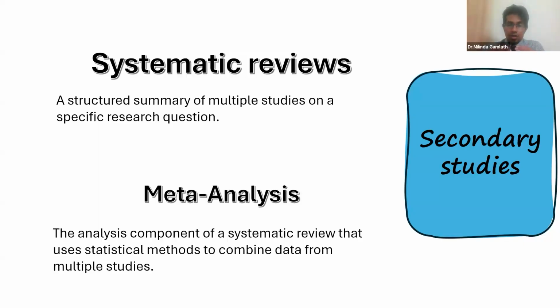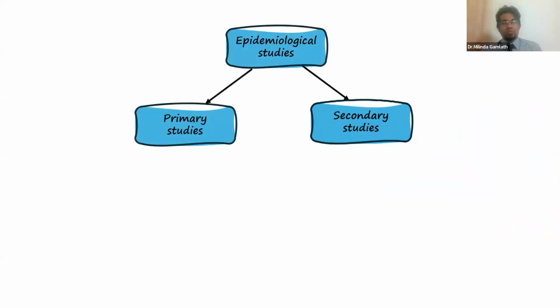So meta-analysis is in fact not a different type of study. It is the analytical component of a systematic review. So systematic reviews are the example of a secondary study. Right, I hope that's clear.